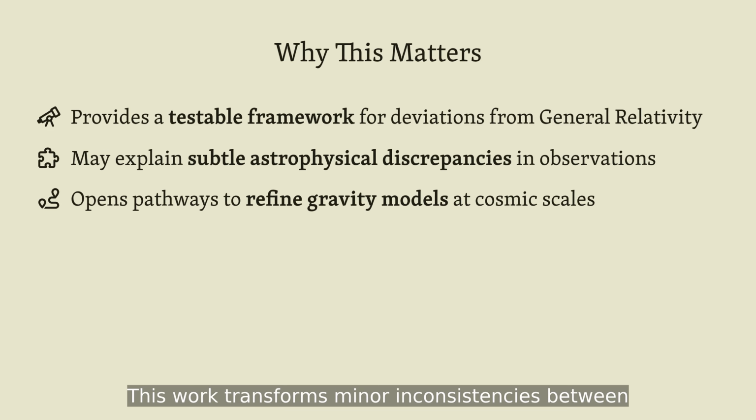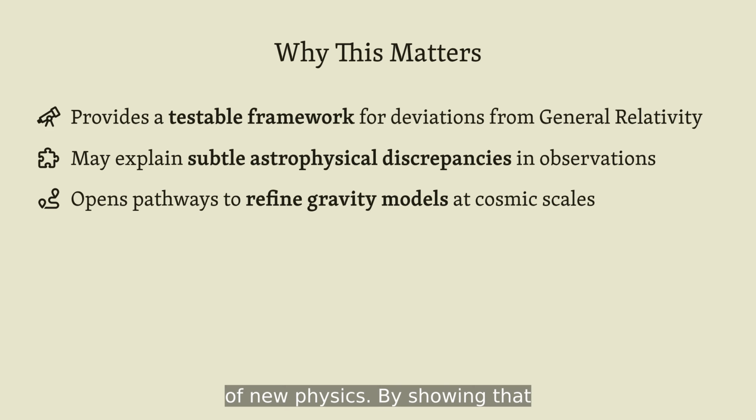This work transforms minor inconsistencies between theory and observation into potential signatures of new physics. By showing that DST black holes produce measurable deviations in well-studied phenomena, the authors offer astronomers concrete predictions to test whether our understanding of gravity needs refinement at the most extreme scales.